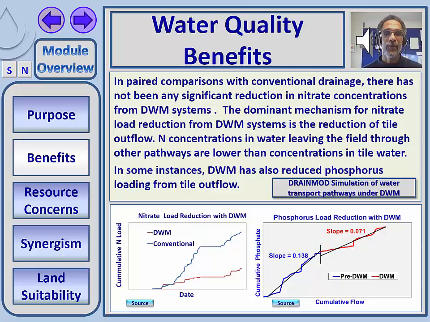In paired comparisons with conventional drainage, there has not been any significant reduction in nitrate concentrations from drainage water management systems. The dominant mechanism for nitrate load reduction from drainage water management systems is the reduction of tile outflow. Nitrate concentrations in water leaving the field through other pathways are lower than concentrations in tile water. In some instances, drainage water management has also reduced phosphorus loading from tile outflow.